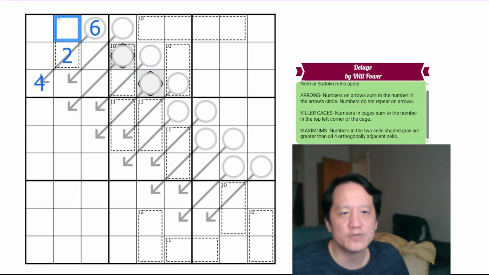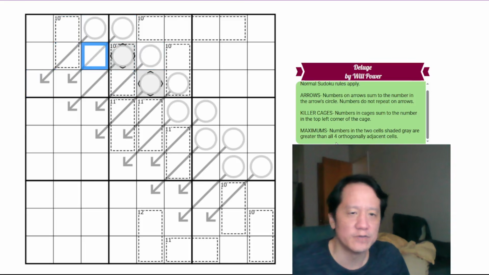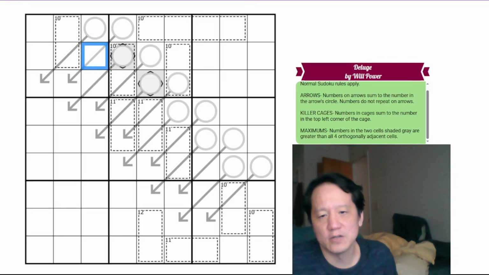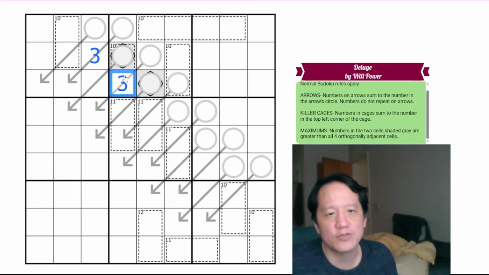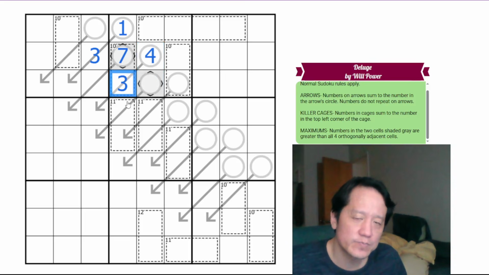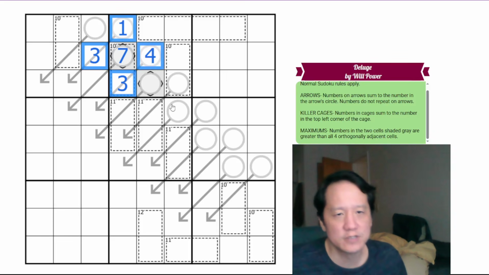So you could have something like, say, I don't know, 3, oops, that's the color. You have 3, 3, 7 to add up to 10, and then you could have 1 and 5, or 1 and 2, or 1 and 4, or whatever. And this would work as a maximum, because this cell is greater than all the cells that share an edge with it as a digit.